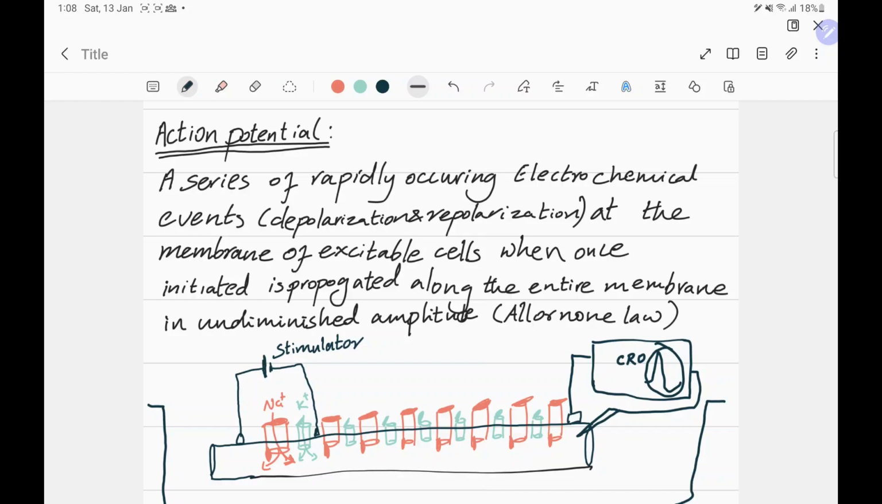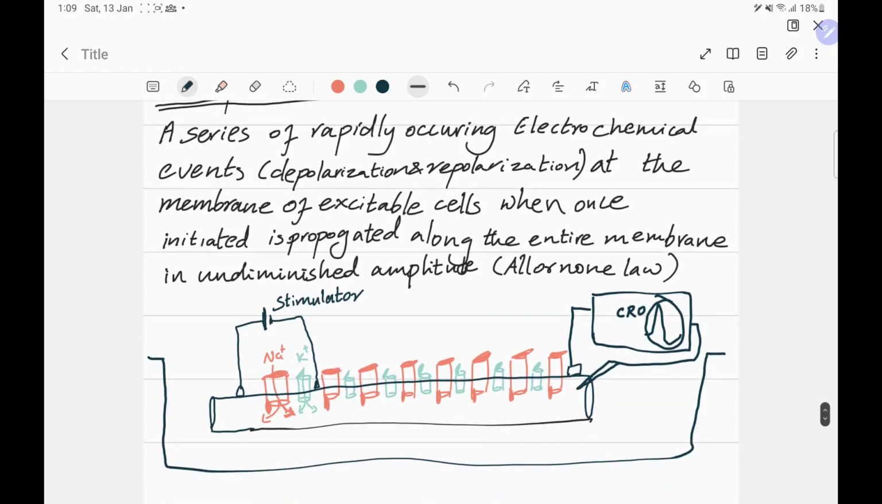one by one. A series, meaning there's a step-by-step process taking place over here of different events. These are electrochemical, so some charge will change and some chemicals, meaning some ions, are going to move in and out of the cell, and this will cause depolarization, followed by repolarization of the cell. Depolarization means that the inside of the cell is going to become a little more positive, and repolarization means the inside of the cell is going to be a little more negative at the membrane. So this all happens at the membranes, and it happens in excitable cells.